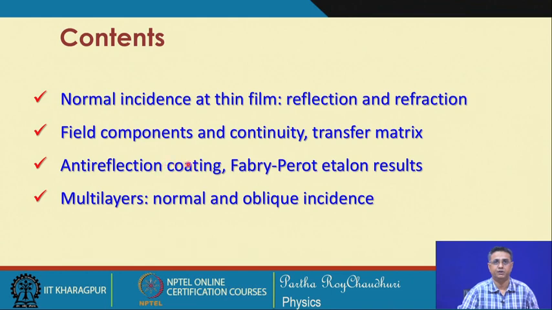some anti-reflection coating. We will discuss the Fabry-Perot etalon results which we have seen earlier. Then we will switch over to the multilayers, normal and oblique incidence, interference filter, Bragg reflection, and so on.